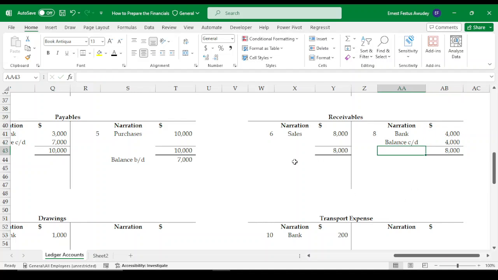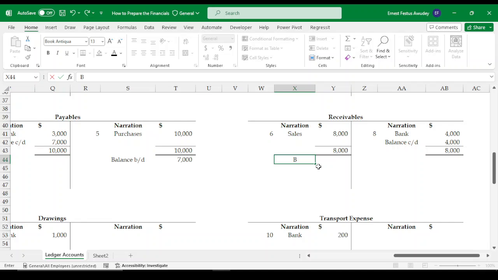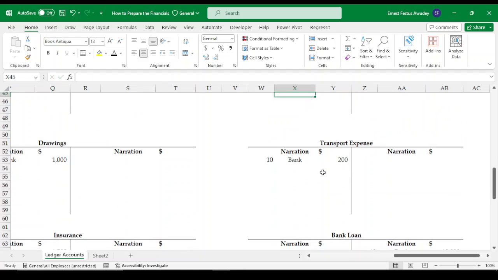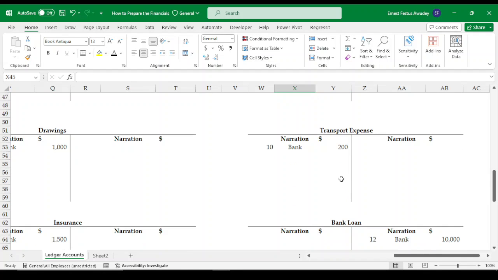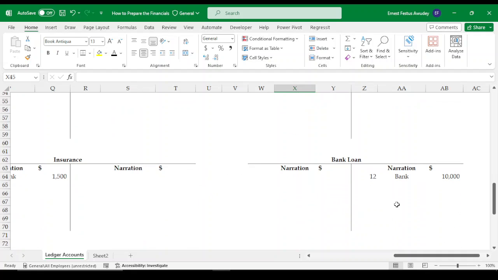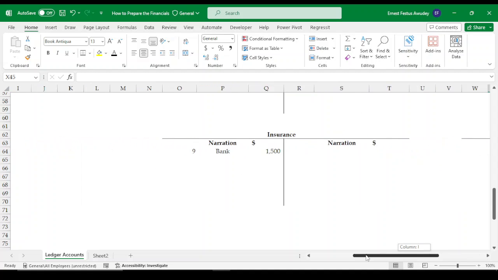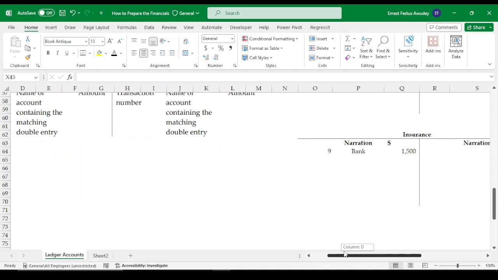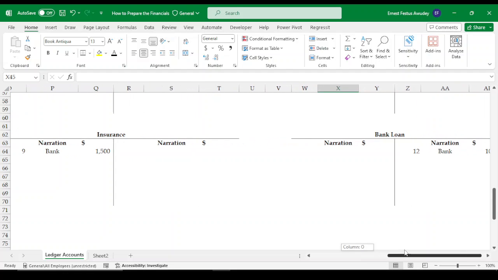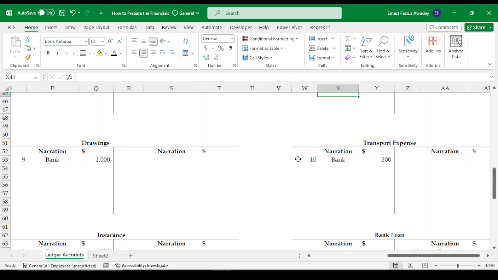All right, and then I'll come here and have my balance brought, sorry, so I have my balance brought down, and that is going to be referencing my balance carried down as 4,000. Okay, so these are single item transactions like that, like that, like that. All right, so we are done with the balancing of the accounts. Everything here, I want you to go and do it yourself.